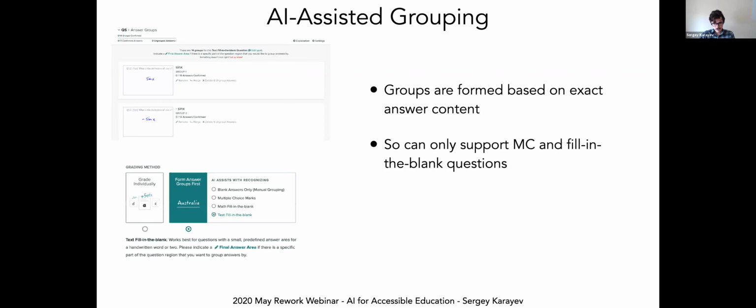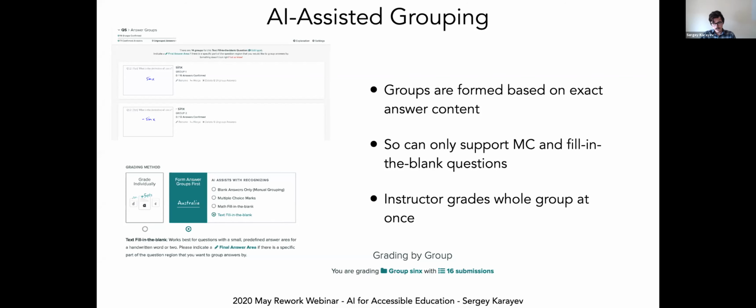Because we form groups just on the exact answer content, we're only able to support a limited number of questions. That's multiple choice questions and fill in the blank questions, where there's a predefined area and the student writes only a few words at most. The other limitation is that when you have a group, all the submissions in that group have to be graded the same way. That's what the speed up comes from.